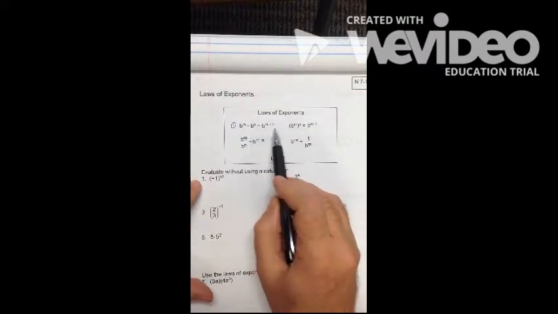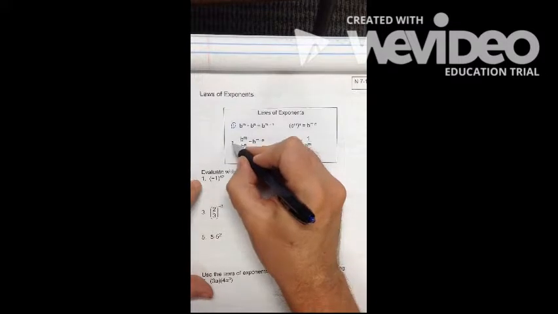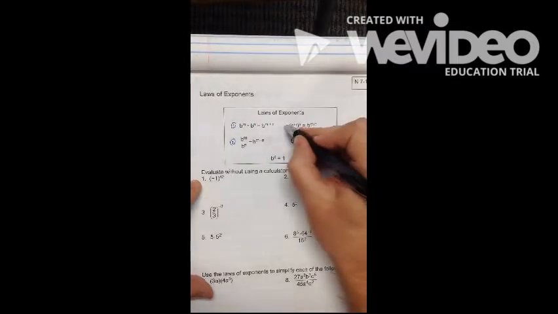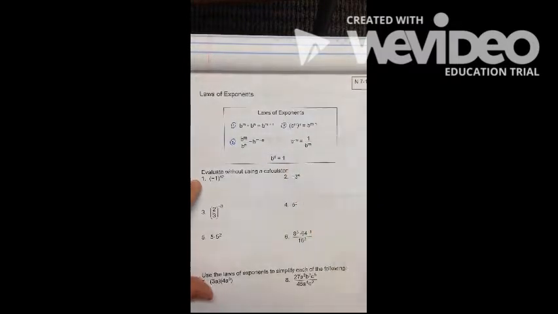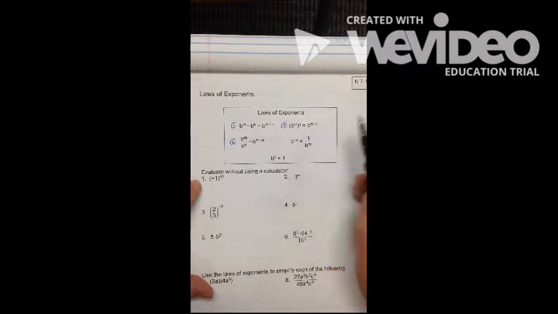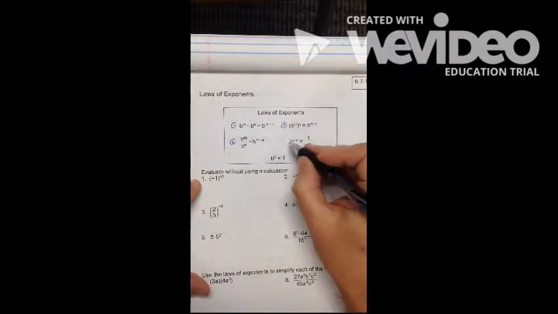b to the m times b to the n is b to the m plus n. Second one goes hand in hand. When we divide with the same base, we subtract the exponents. Law number 3, when we raise a power to a power, b to the m to the nth power, we multiply those exponents, m times n.